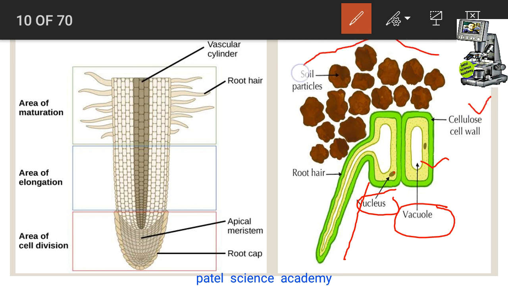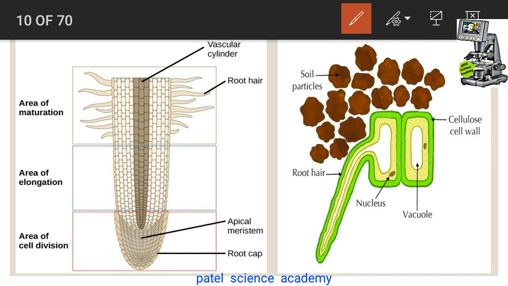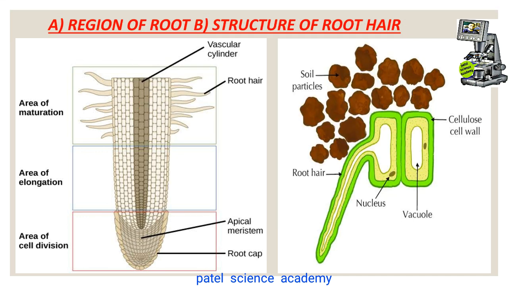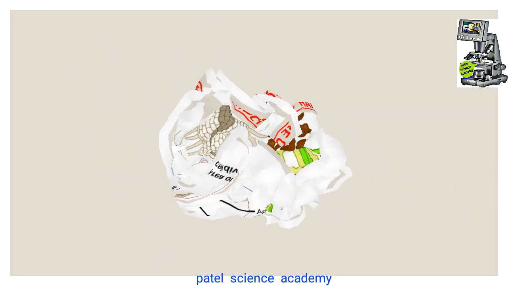And these dark colors are the particles of the soil, and the water present between these soil particles gets absorbed by the cell wall, travels through, goes into the cell region, and from here it goes to the upper side of the root, that is, into the stem region, which we will see one by one through the different theories. So this is the root hair structure.